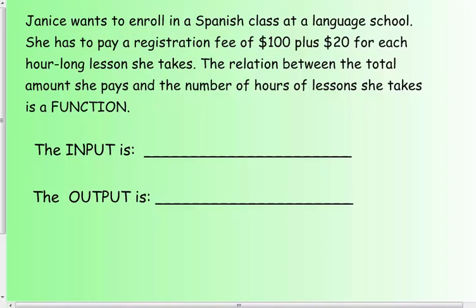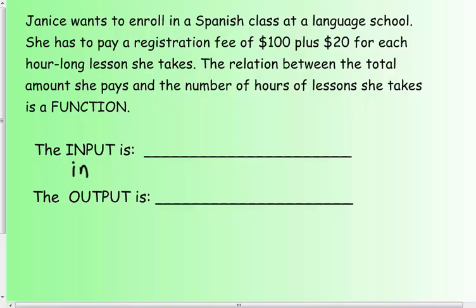Janice wants to enroll in a Spanish class at a language school. She has to pay a registration fee of $100 plus $20 for every hour-long lesson that she takes. The relation between the total amount she pays and the number of hours of lessons she takes is a function. It's a linear function. So the input is the number of hours.